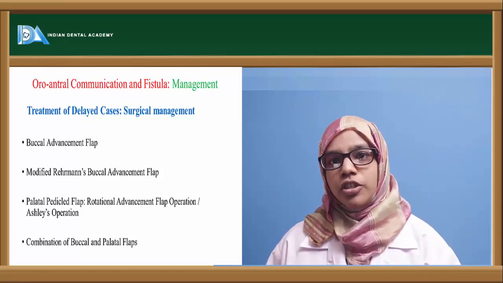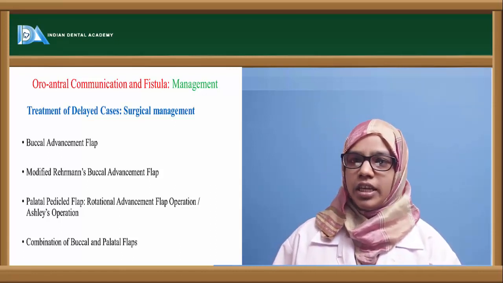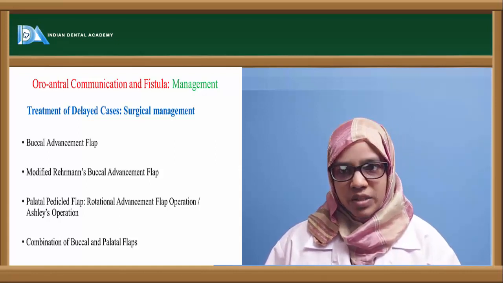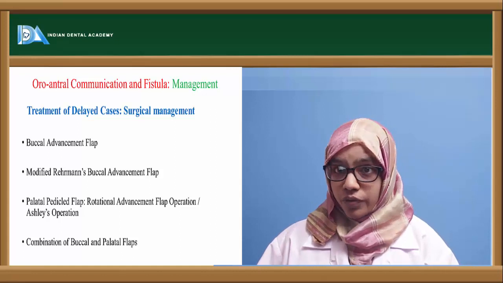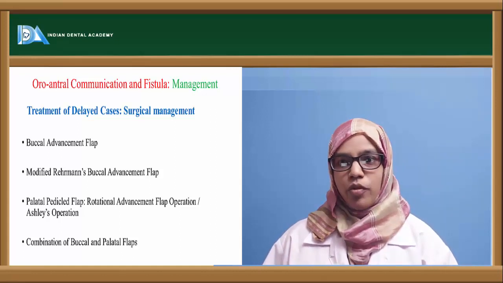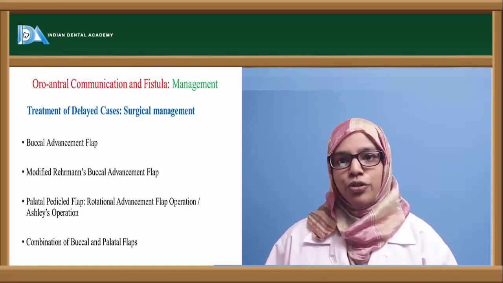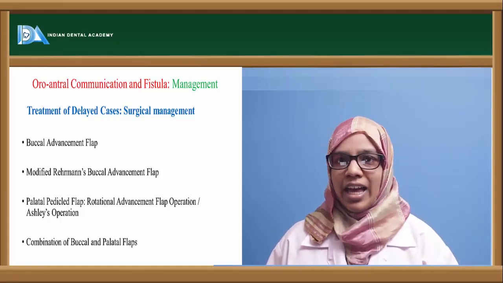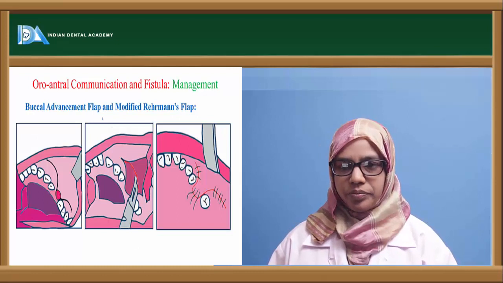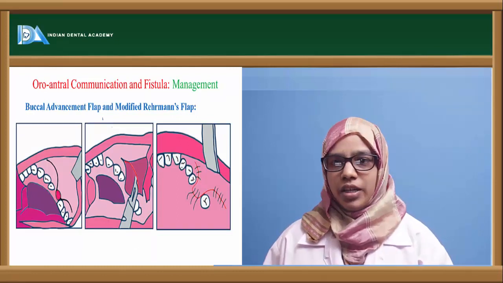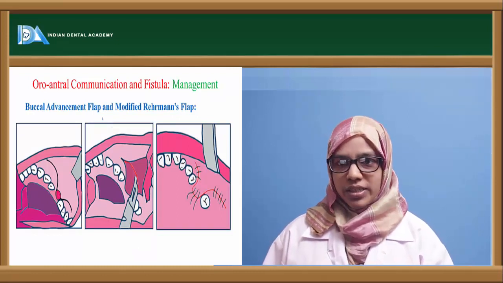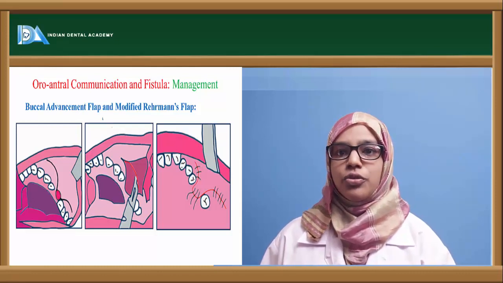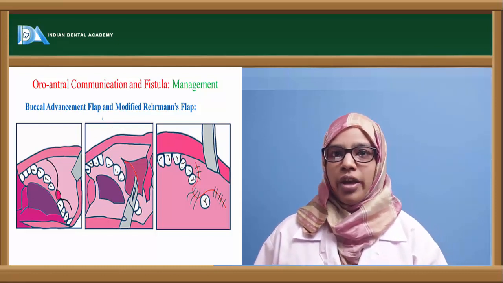There are a number of surgical procedures available in case of delayed cases, wherein you can use a buccal advancement flap. There is also a modification of this buccal advancement flap called Rehrmann's flap. You could use a palatal rotation flap or a combination of both buccal and palatal rotation flap. In case of a buccal advancement flap, whenever there is a patent oro-antral fistula, you need to cut out the fistulous tract first.